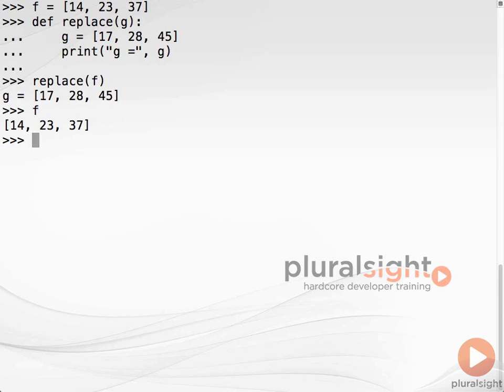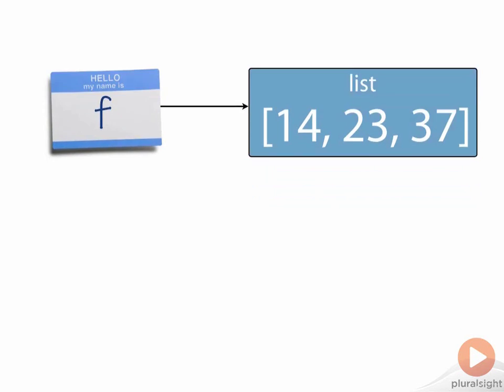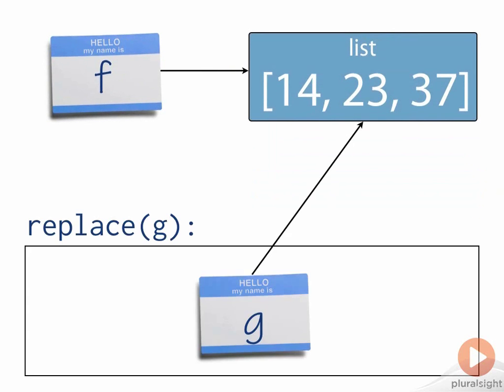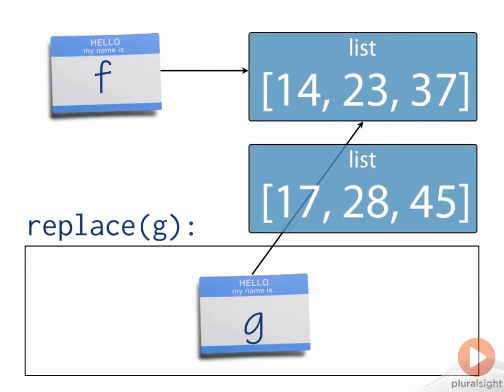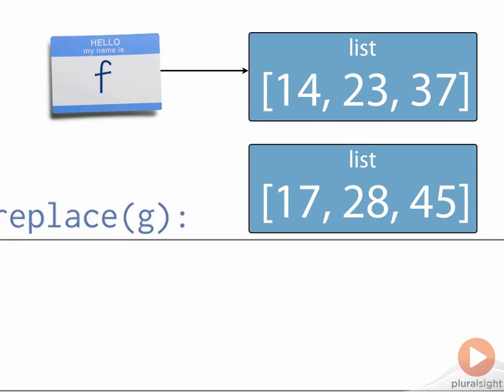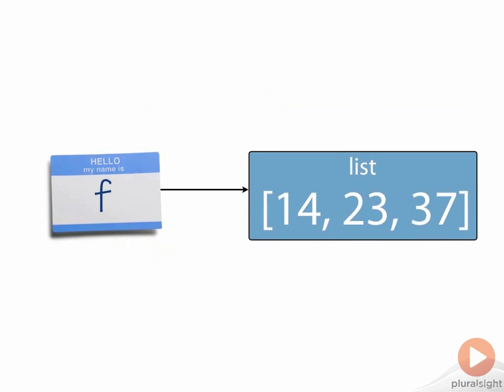What's going on? Well, the object reference named f was assigned to the formal argument named g, so g and f did indeed refer to the same object, just as in the previous example. However, on the first line of the function, we reassigned the reference g to point to a newly constructed list 17, 28, 45, so within the function the reference to the original 14, 23, 37 list was overwritten, although the unmodified object itself was still pointed to by the f reference outside the function.